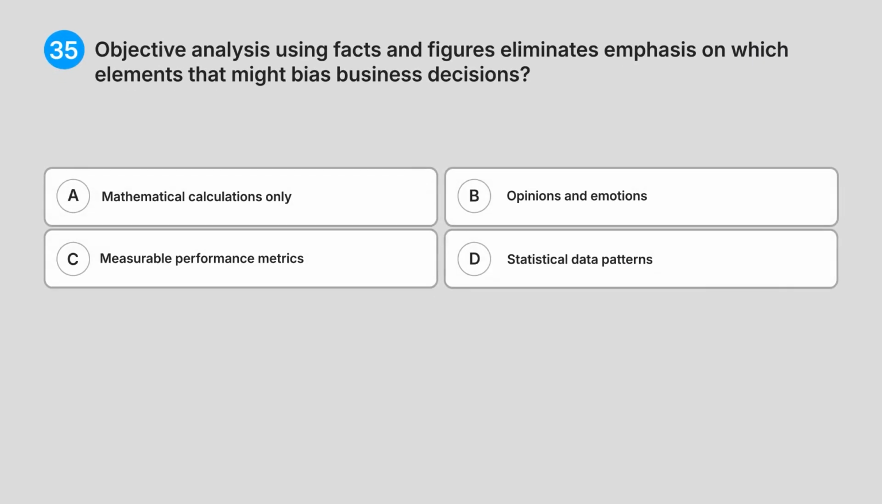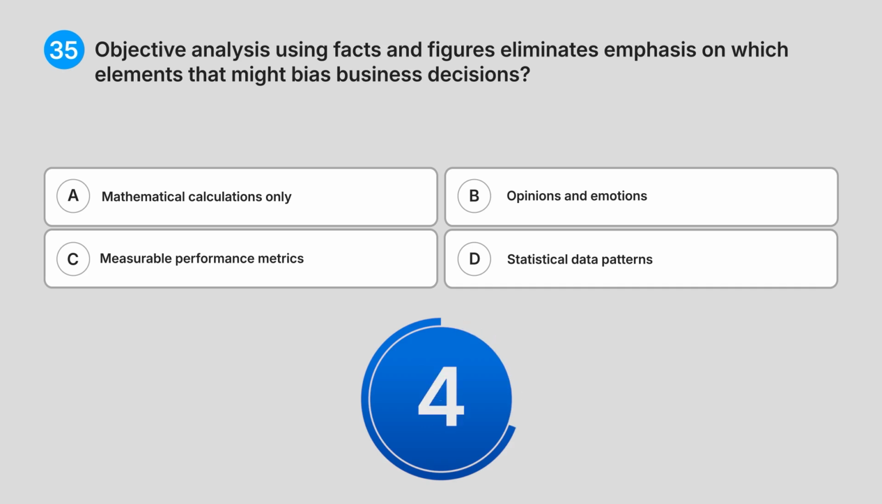35. Objective analysis using facts and figures eliminates emphasis on which elements that might bias business decisions? A. Mathematical calculations only. B. Opinions and emotions. C. Measurable performance metrics. D. Statistical data patterns. Can you guess the answer?